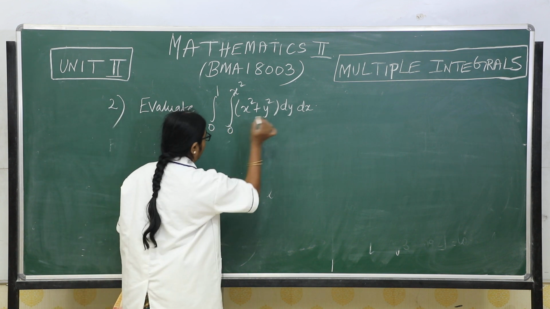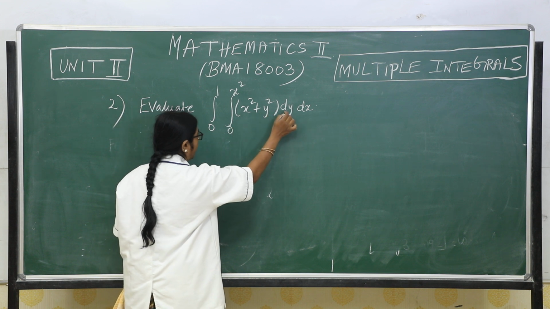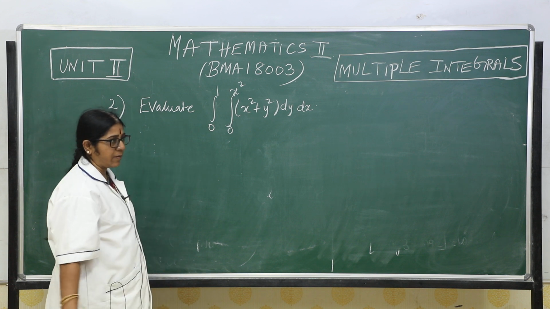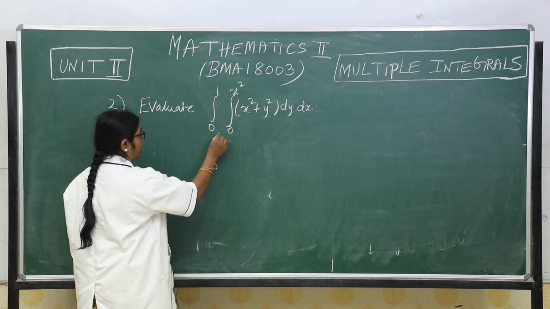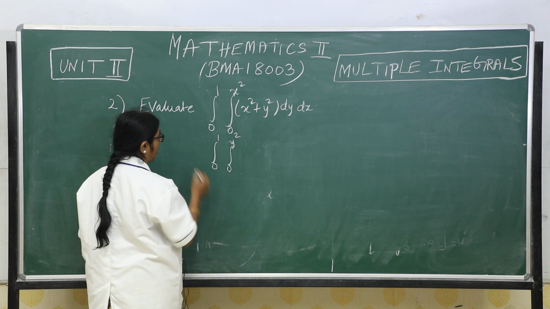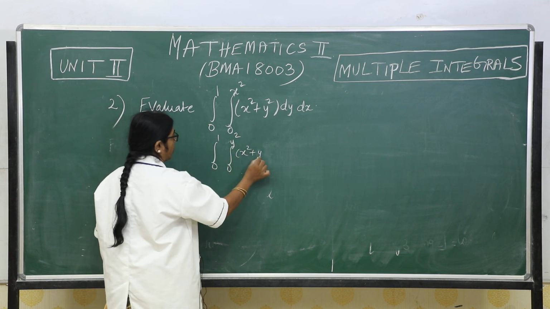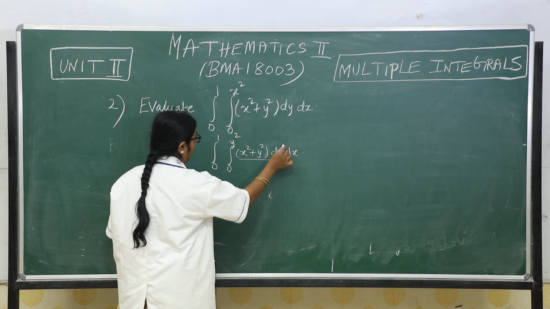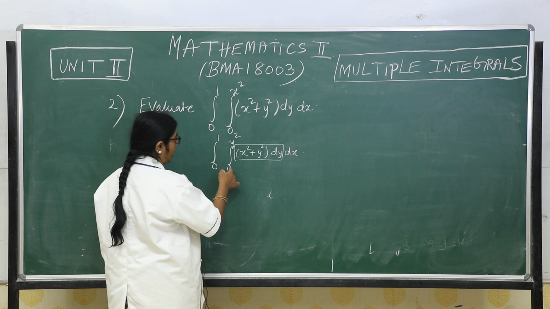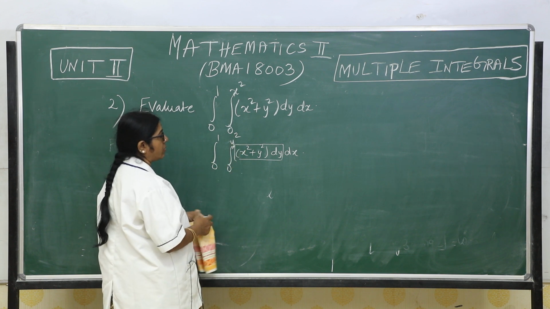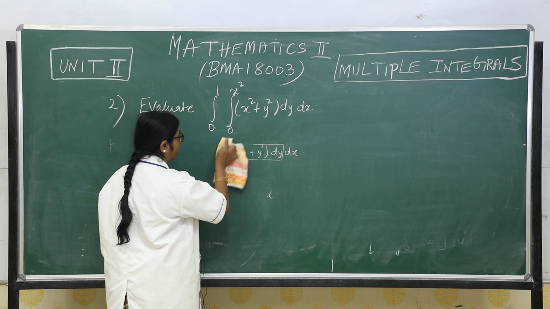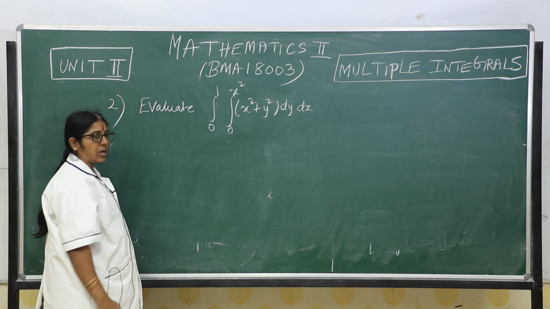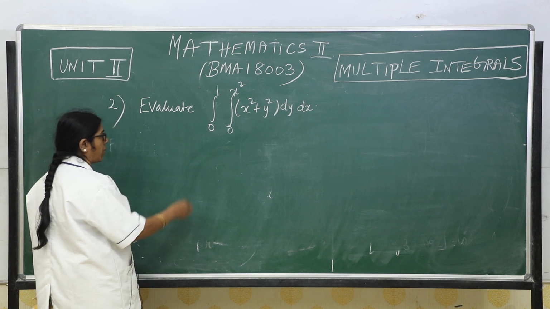Before proceeding, we will have to check that if you are integrating with respect to y, the limit should be a function of x. Suppose I have x squared plus y squared dy dx, then if the inner integration is with respect to y, I cannot have the limits in terms of y. If it is in the correct form, we can proceed. Otherwise, you will have to make certain changes, which we will do in the next problem.